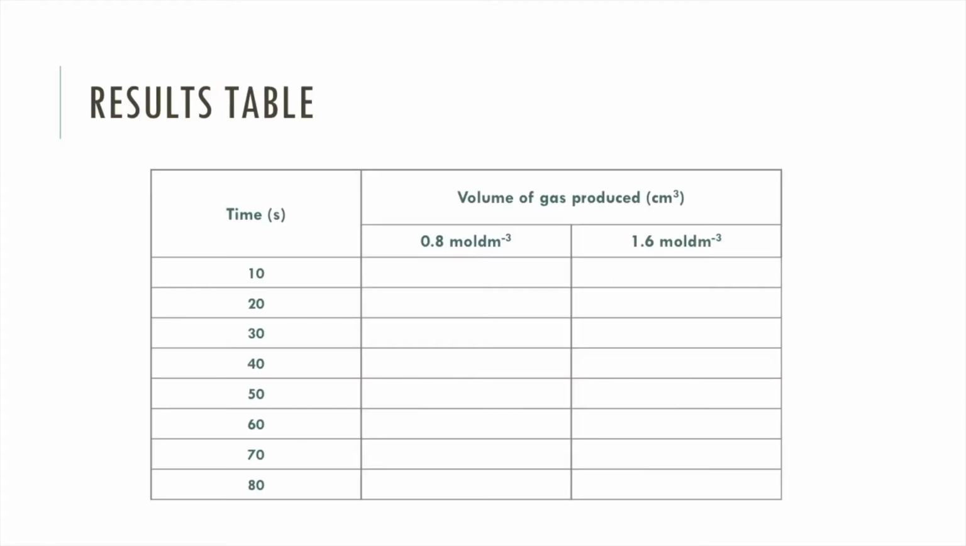We're going to record our results on a table like this. We need a column for the time elapsed in seconds, and in the next two columns we're going to record the volume of gas produced. The first of these two is for the reaction involving the 0.8 molar hydrochloric acid, and the final column is for the reaction involving the 1.6 molar hydrochloric acid. Now let's go and see how this practical is carried out in the lab.